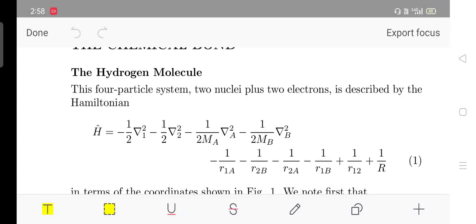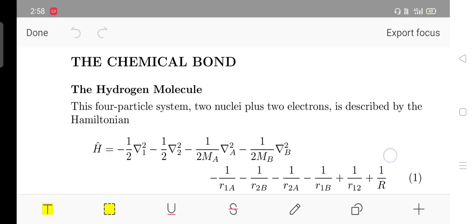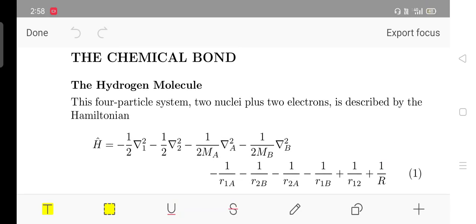Hello everyone. Today we are going to discuss the Heitler-London treatment. So what do you know about the hydrogen molecule? In the hydrogen molecule we have two nuclei and two electrons.